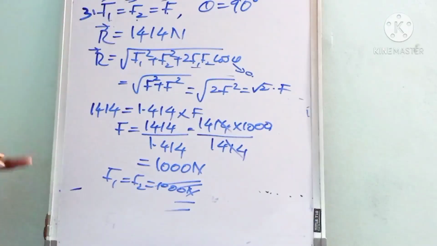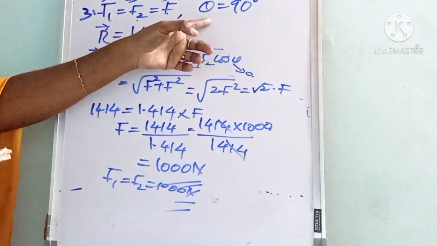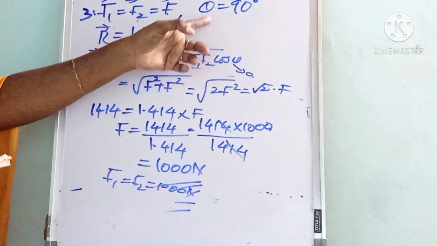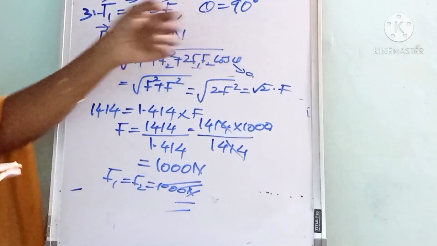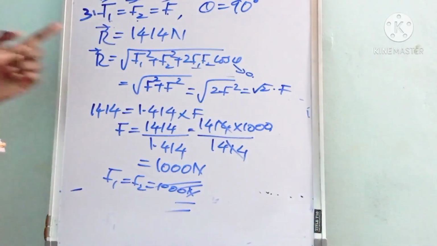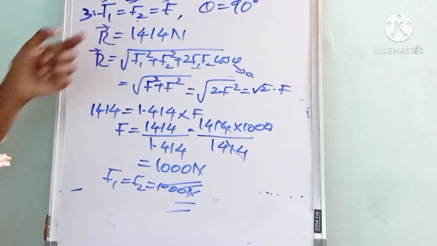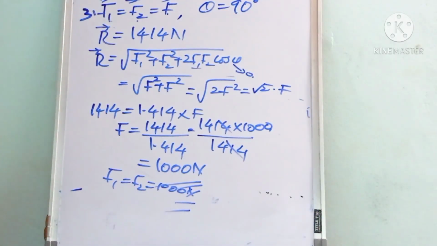Since these two forces are equal, and here the two forces are acting at right angles, the angle between these two forces is actually 90 degrees. The resultant of these forces is also given as 1414 Newton. So we have to find F1 and F2.